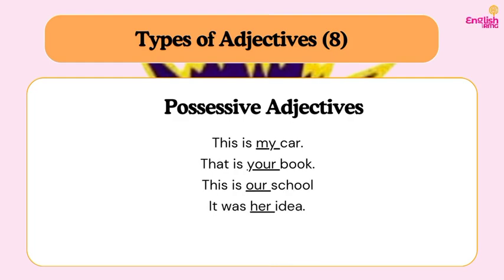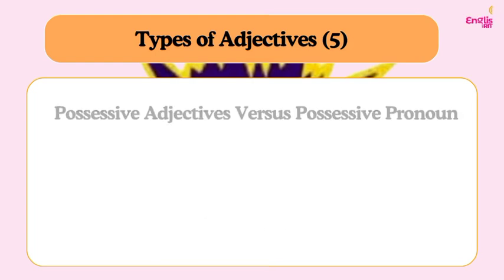Do you understand? It was our idea. Our is also showing possession here. And we could also have, I like its color. Its is also what? Showing possession.